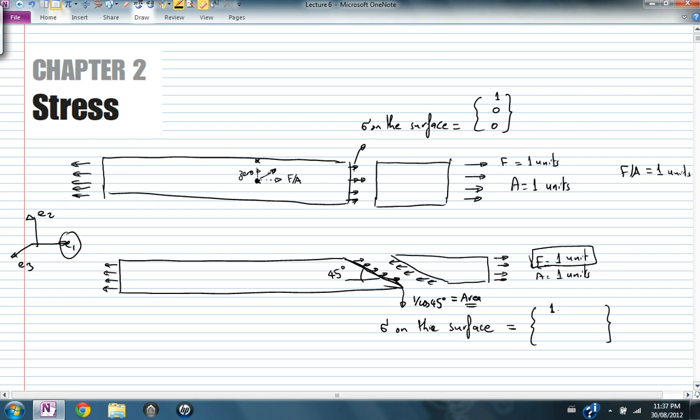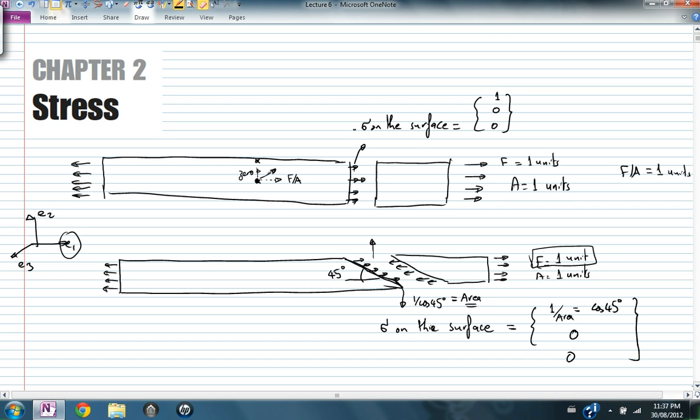So this will be equal to 1 divided by the area, which is equal to cosine 45 degrees. In the direction of E2 and in the direction of E3, I have 0 and 0. So if you look at the stress on the vertical surface, the stress on the vertical surface is equal to the vector 1, 0, 0. The stress on that inclined surface is actually equal to cosine 45, 0, 0.